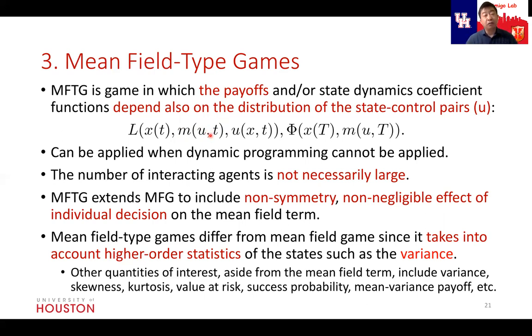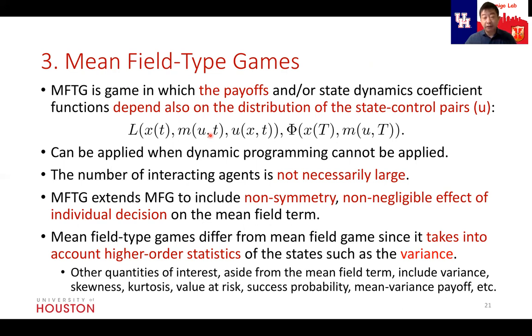And also this mean field type game can be applied when dynamic programming cannot be applied. And the number of interacting users might not necessarily be large, in the sense that for mean field, in order to have a good approximation, the number of small users should be large, but a mean field type game might not need that. And the mean field type game turns the mean field game into a non-asymmetric one with non-negligible individual decisions. So for example, in this school of fish, suddenly there's a turtle. This turtle is not small. So in this case, the mean field type game can also be applied.